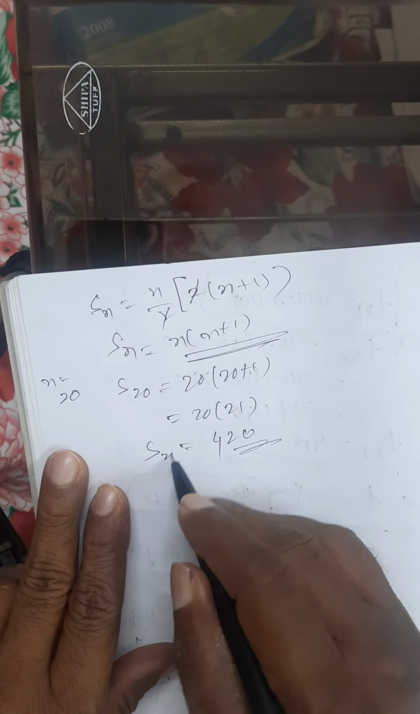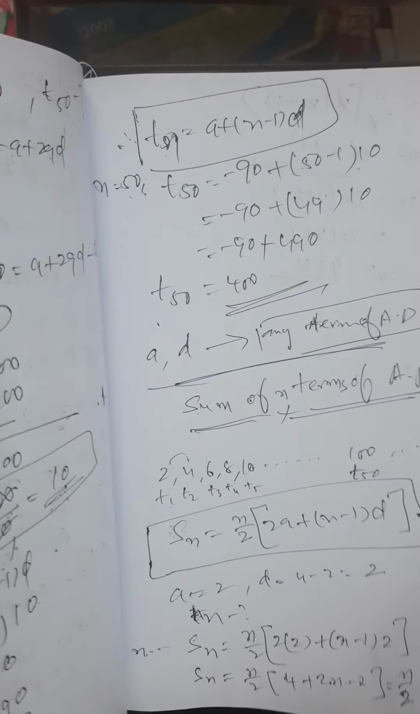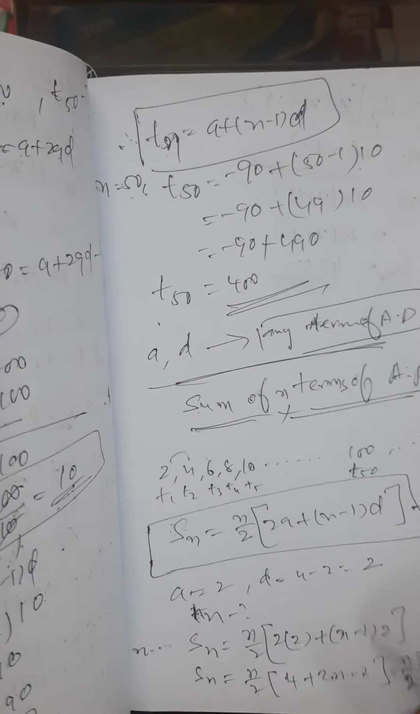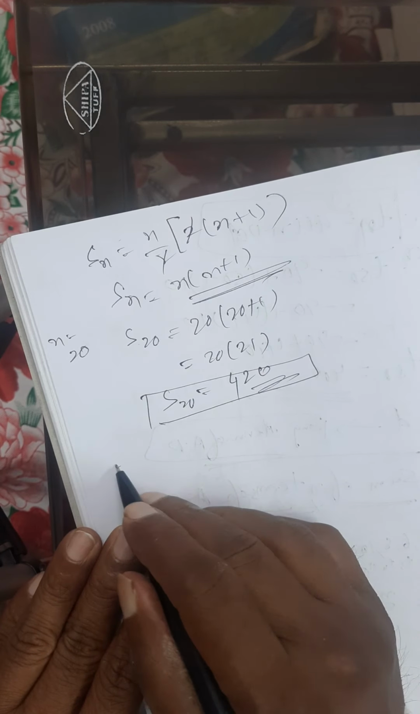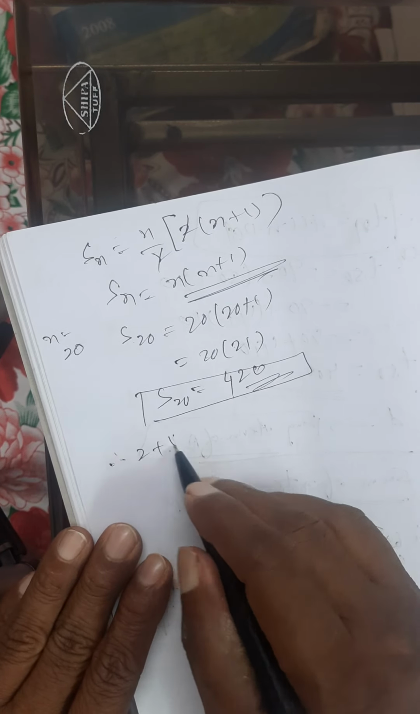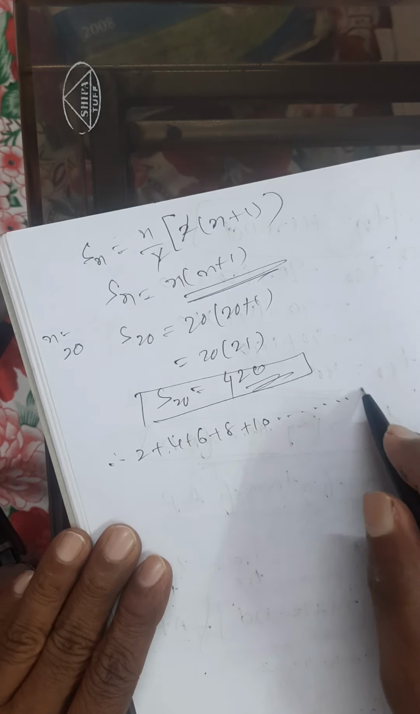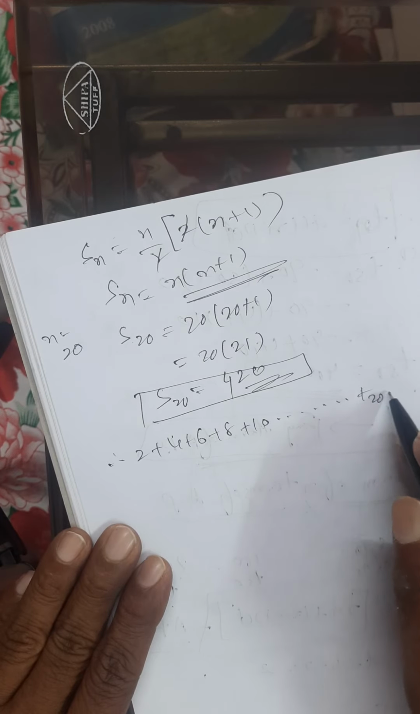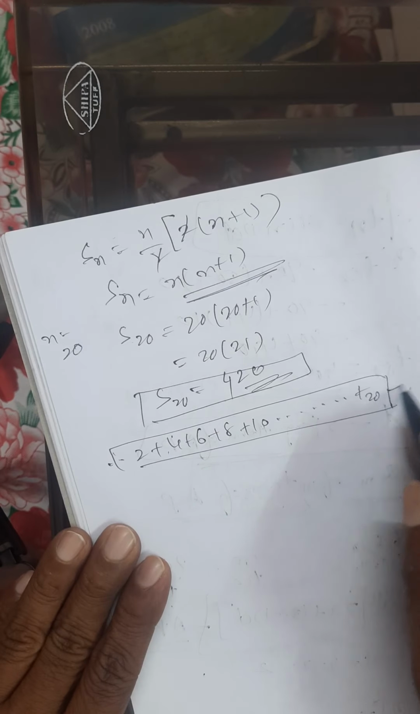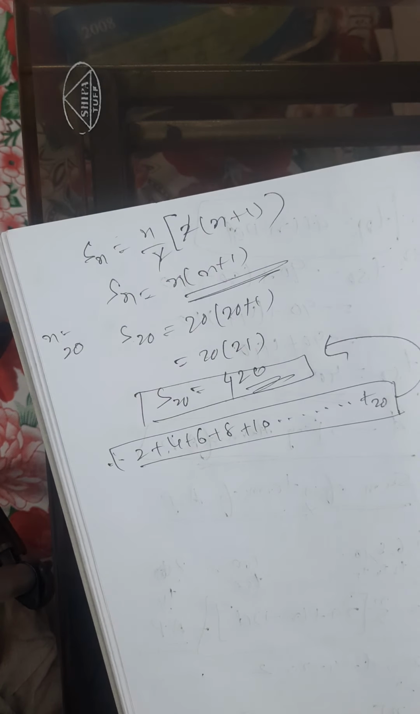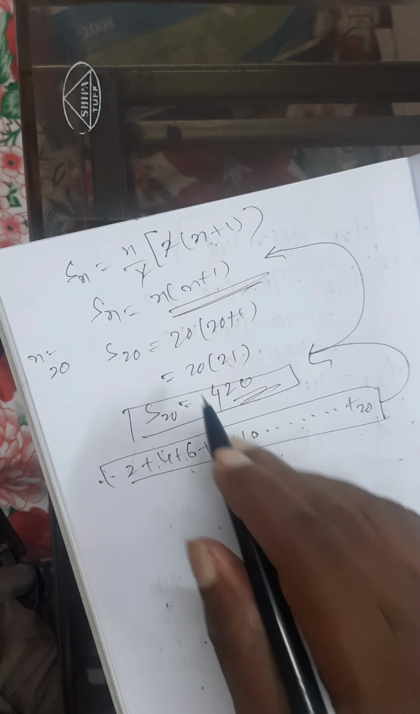So the sum of the first 20 terms of the series is 420. If you add 2, 4, 6 up to 20 terms, that is 2 plus 4 plus 6 plus 8 plus 10, like that we are going on up to 20 terms. The sum of all these numbers up to 20 terms is 420. How did we get this? We got it using this value.